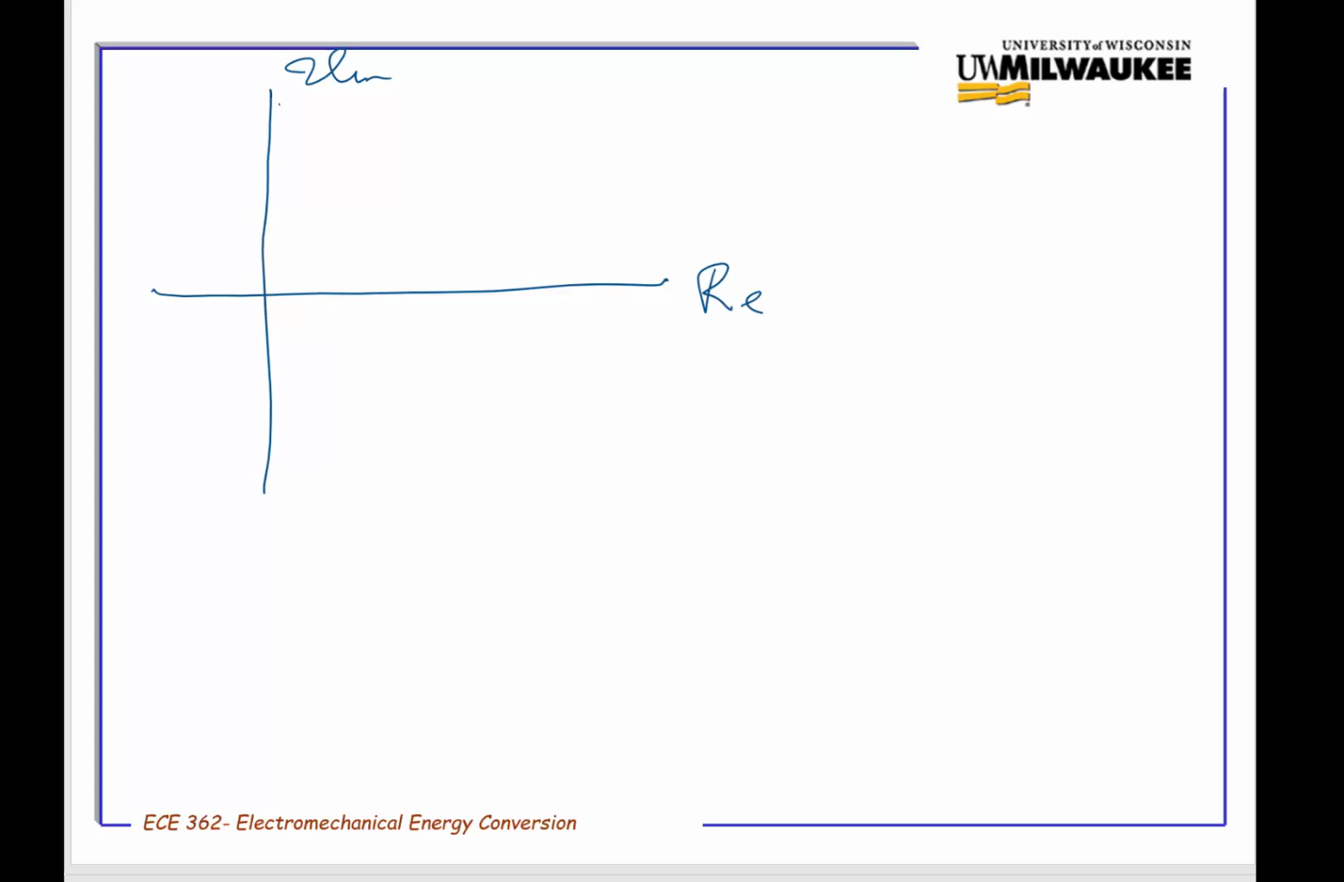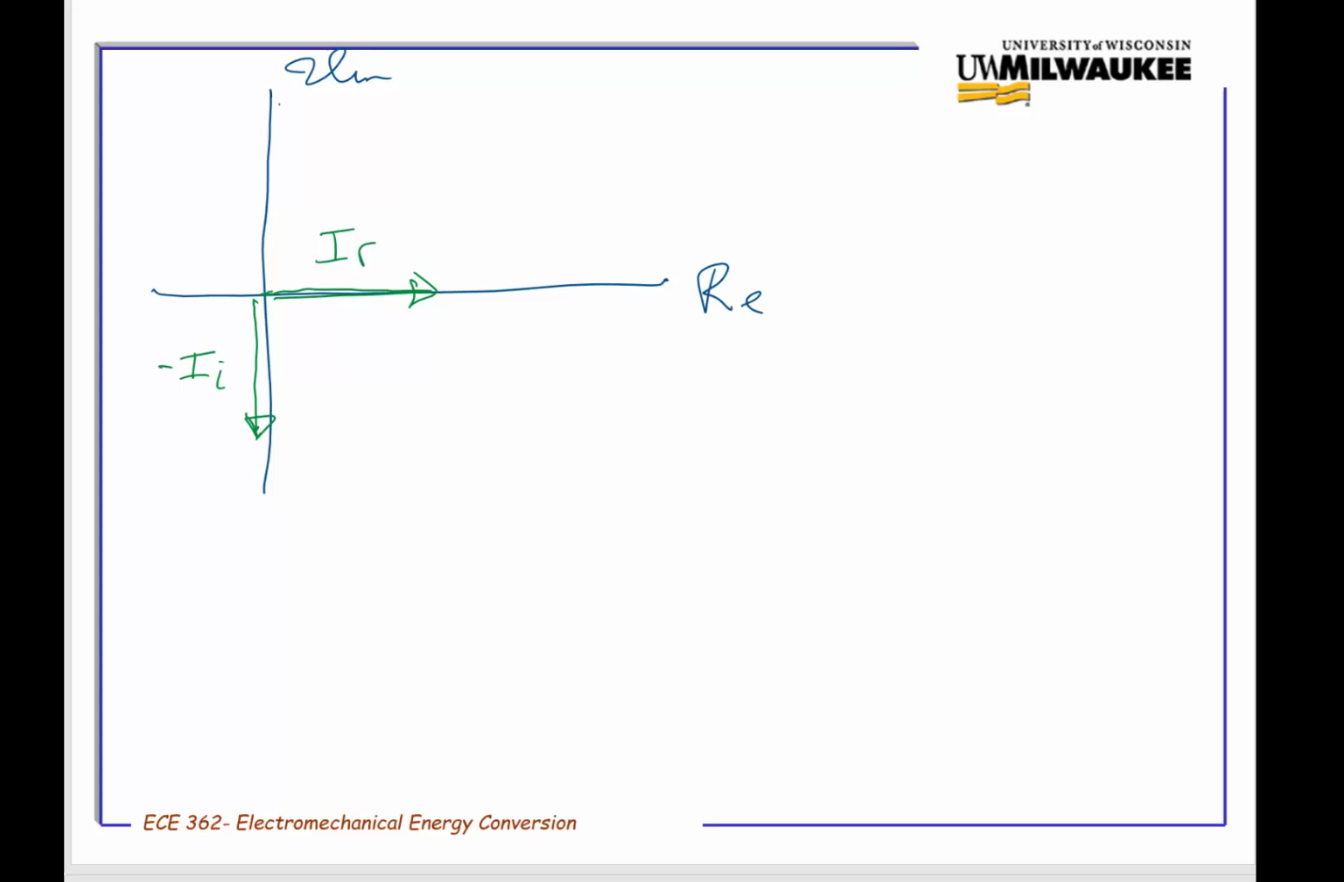I have one quantity on the real axis, IR, and I have another quantity on the imaginary axis, which was negative JII. So these are both phasors.